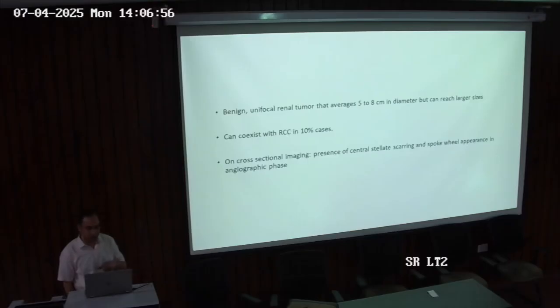So this is an MCQ: central stellate scar is seen in oncocytoma. And on angiography, spoke wheel appearance. This is another MCQ: the spoke wheel appearance is seen in oncocytoma, and central stellate scar is seen in oncocytoma. The central stellate scar is also seen in cross-sectional imaging on CT scan and on cross-section of the gross specimen.